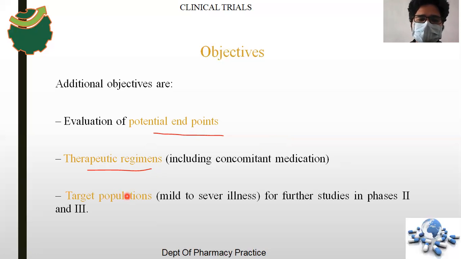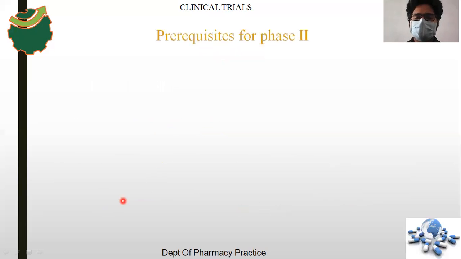Next one is target population, mild to severe illnesses for further subjects in phase 2 and phase 3. So here you have to target which group of people with mild to severe illnesses should be studied for phase 2 and phase 3. Next, prerequisites for phase 2. In phase 1, the prerequisites were data from preclinical trials and approval from the government agencies.